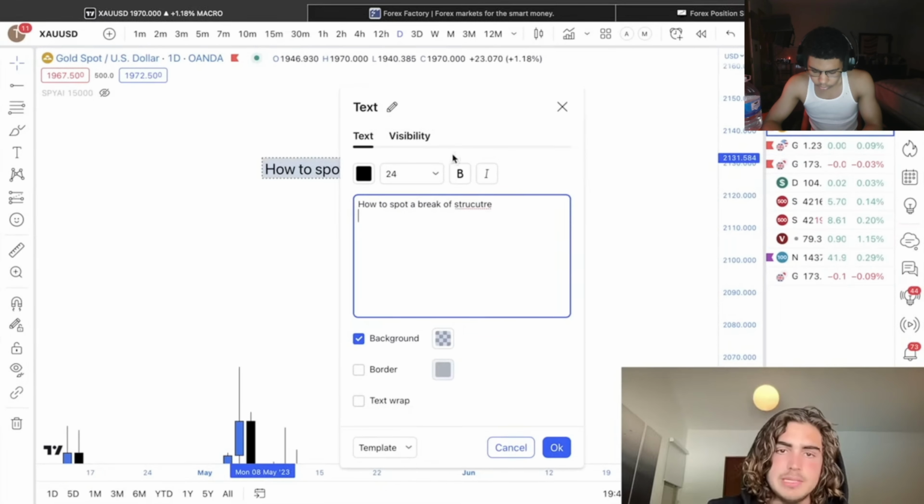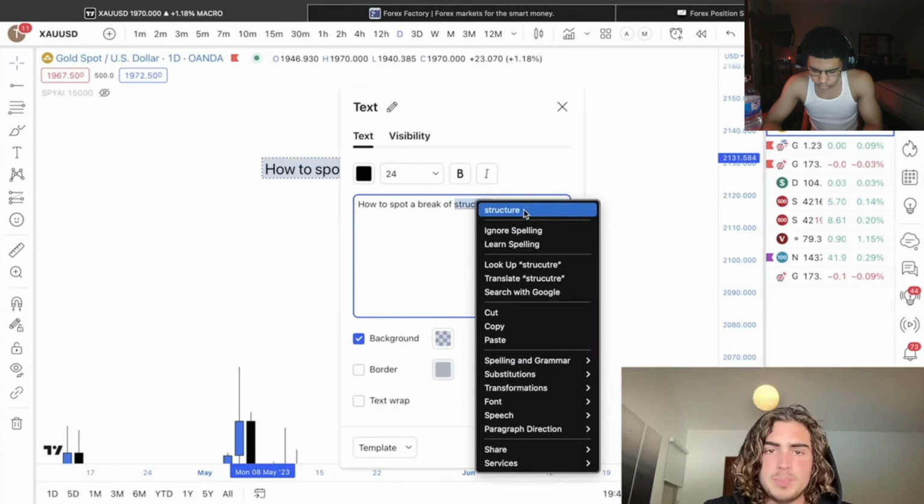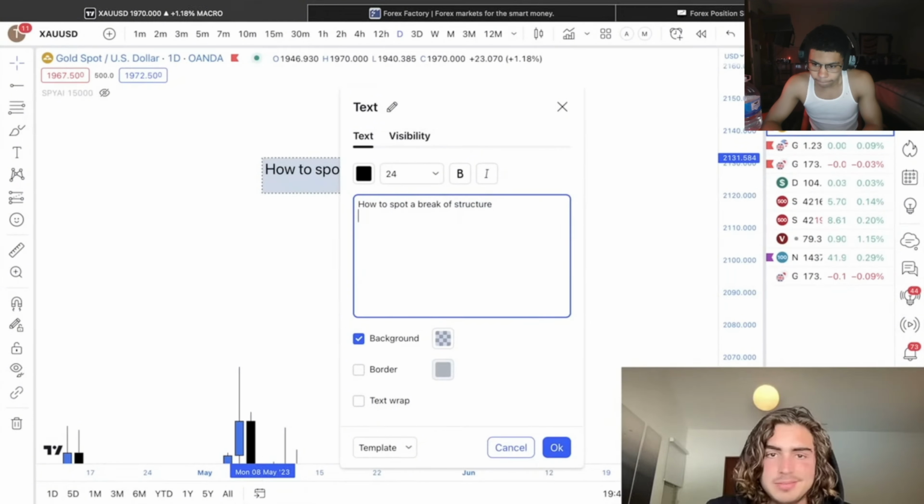Damn. Can be profitable but can't type. That's how it goes. Is that even the way to spell structure? I don't even know, and I don't care. How to spell break of structure.